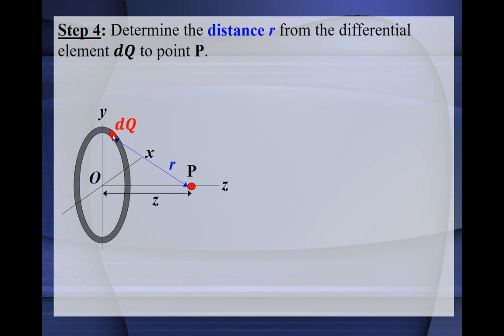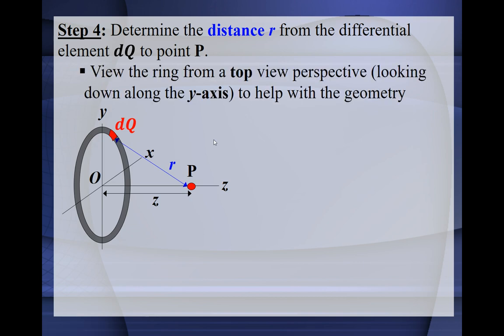So if we represent this distance on this diagram, the distance r you can just draw from point P going to the position of my differential charge element, which is located somewhere right here. So it's somewhere between this positive y-axis and this x-axis right here.